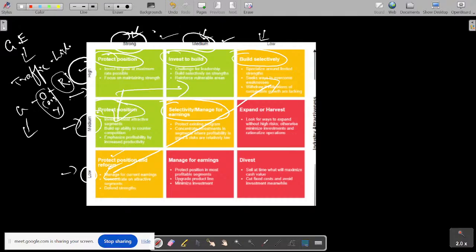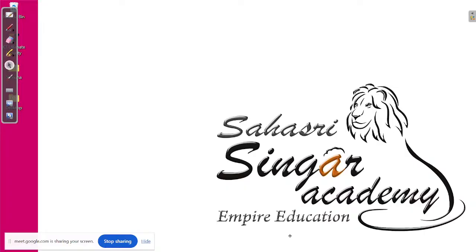So you can manage. When you go for this one, you have to see expand or harvest. Harvesting, you have to go for more investment. You have to sustain in the business. Here is completely diverse, because both low position and low industry. And here you can manage for the earnings if you are in the medium niche.